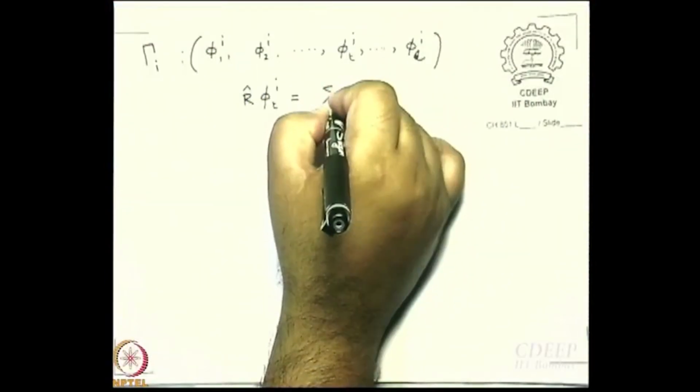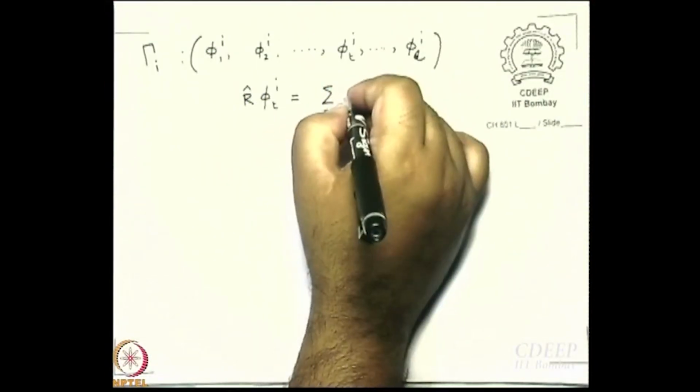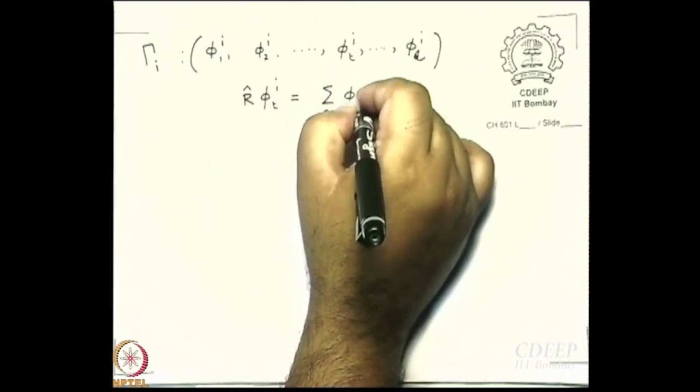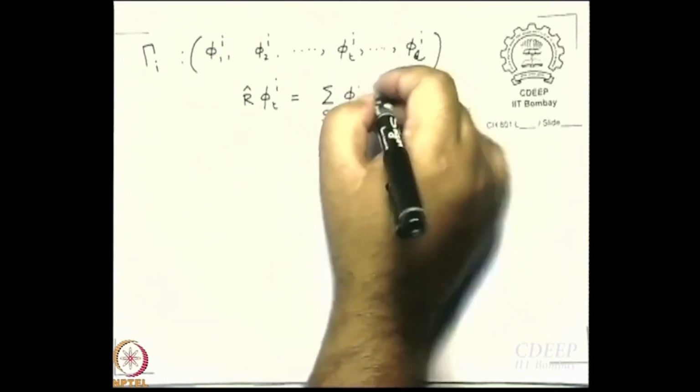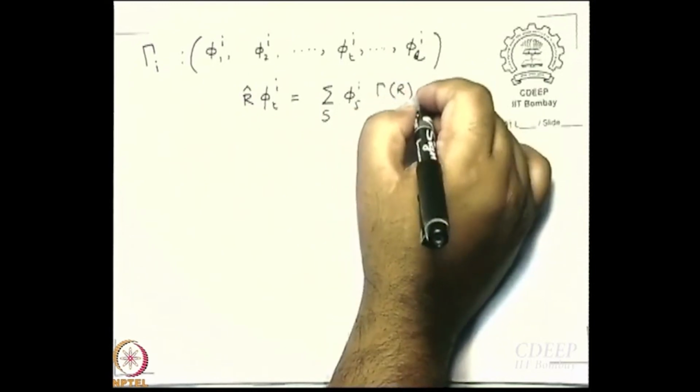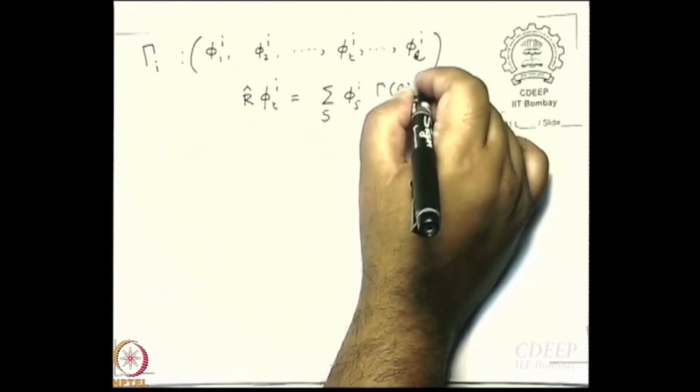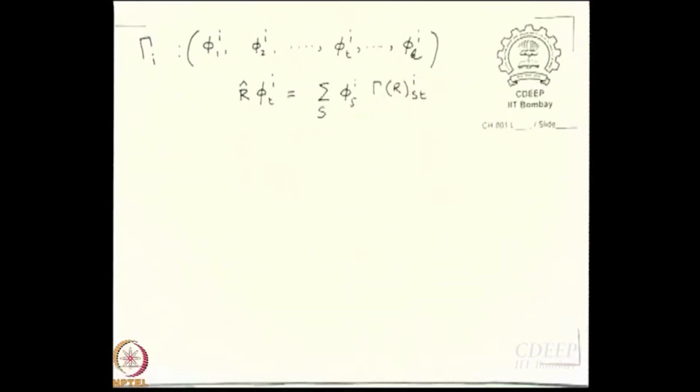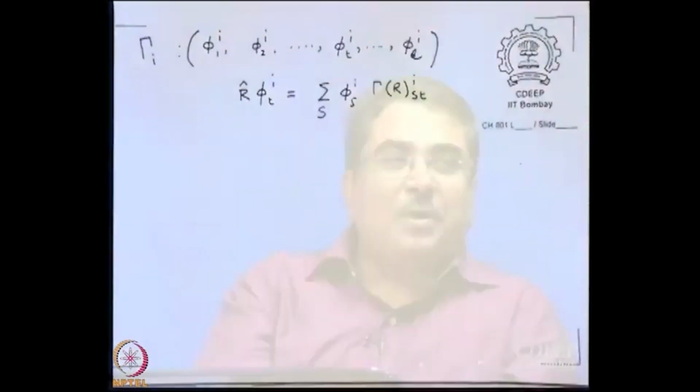So let me write a general summation. Will you allow me to write it like this? Sum over S, phi S I, gamma R, S T I. Okay, it is a little different from what we are used to seeing. We always write the coefficient first and the function later, right? But see, it's a linear sum.